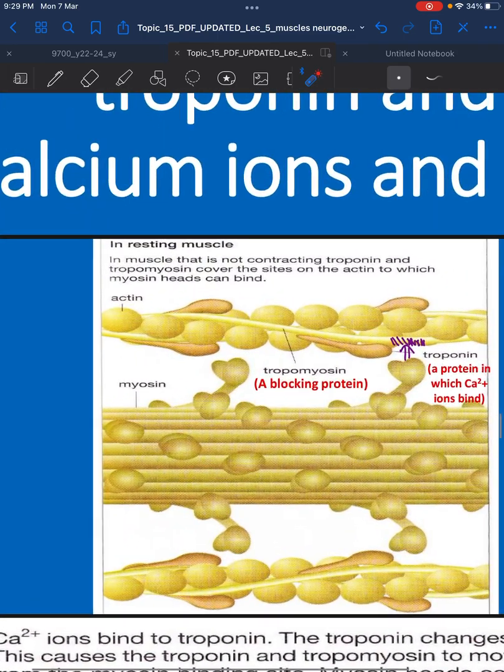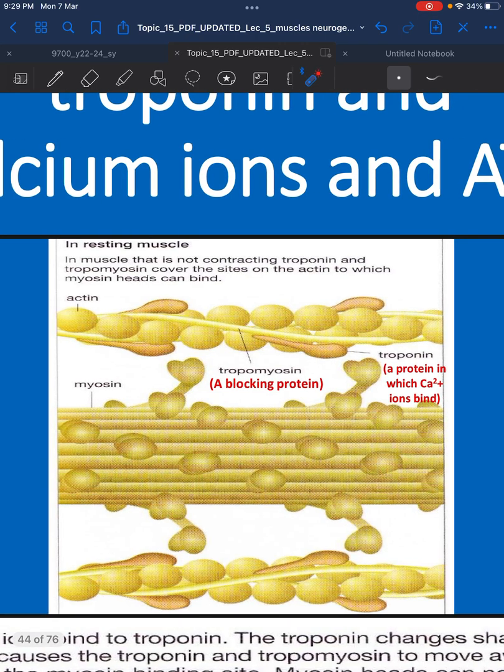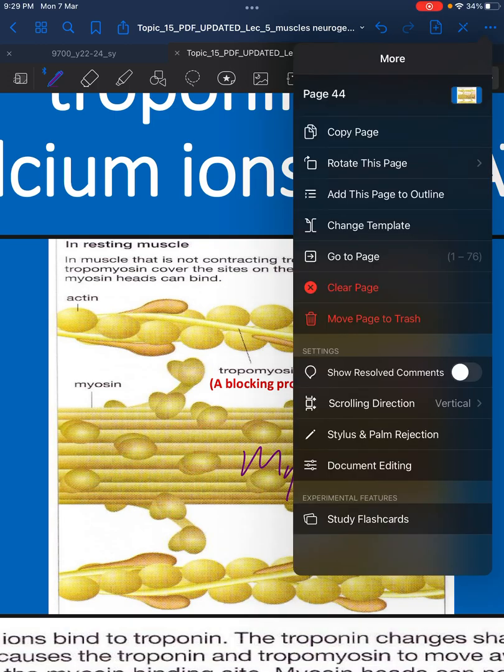Right, so we have to learn the features first. Like I said, you need to know troponin, which is the protein where calcium binds to, and tropomyosin is a blocking protein. What does it block? It blocks the binding sites for this myosin head. So I repeat, this is called the myosin head, the head of the myosin. At the moment it is in a resting state.